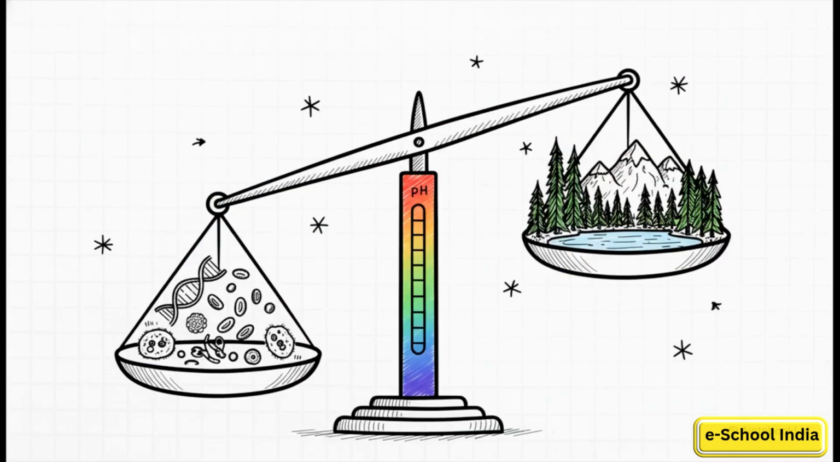But the real takeaway is this. So much of life, from the tiniest scale inside your cells to the massive scale of a forest, is one constant delicate balancing act between acids and bases. And the pH scale? That's the language that lets us finally understand it.